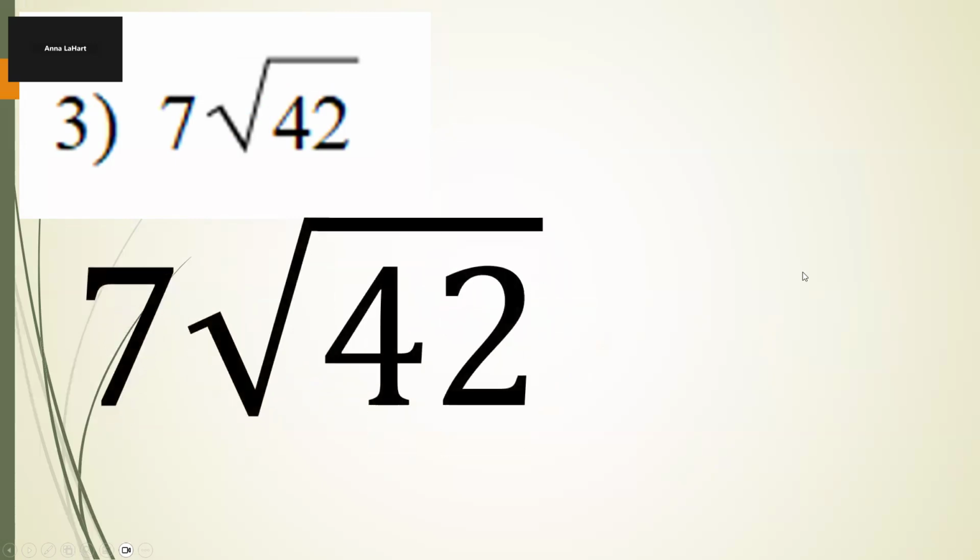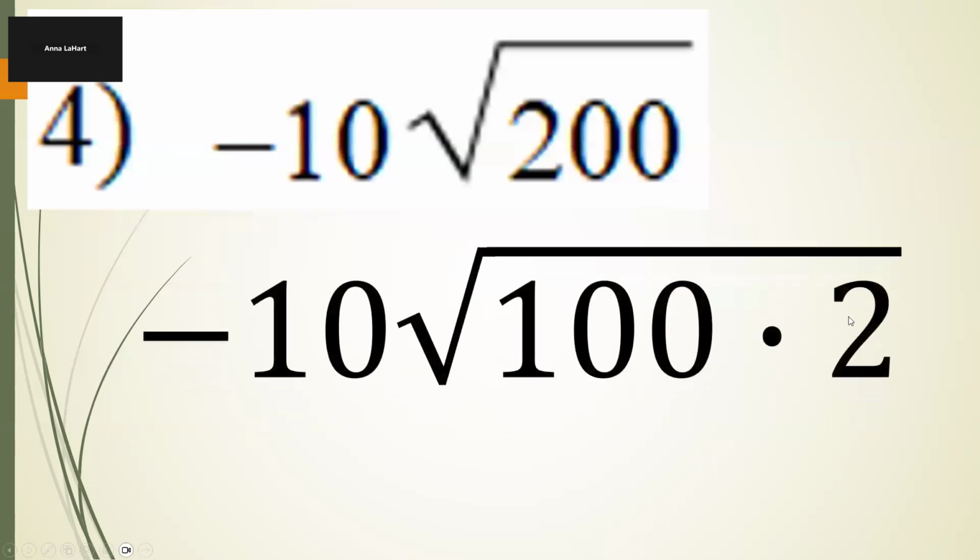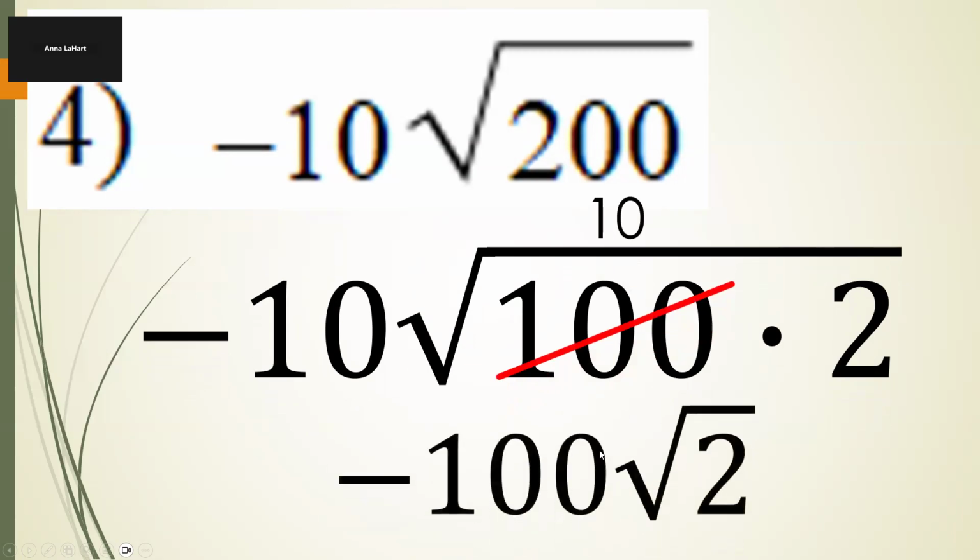All right, here we go. You might have some with coefficients out in front. Who can think of the perfect square that can go into 42? What's the factor of 42? Oh, there is none. Don't forget about that. Some numbers can't be broken down any further, and that's absolutely fine. Don't worry about it. Okay, 200. The perfect square in 200 is 100. 100 times 2. What's the square root of 100? 10. 10 times negative 10 is negative 100, square roots of 2.